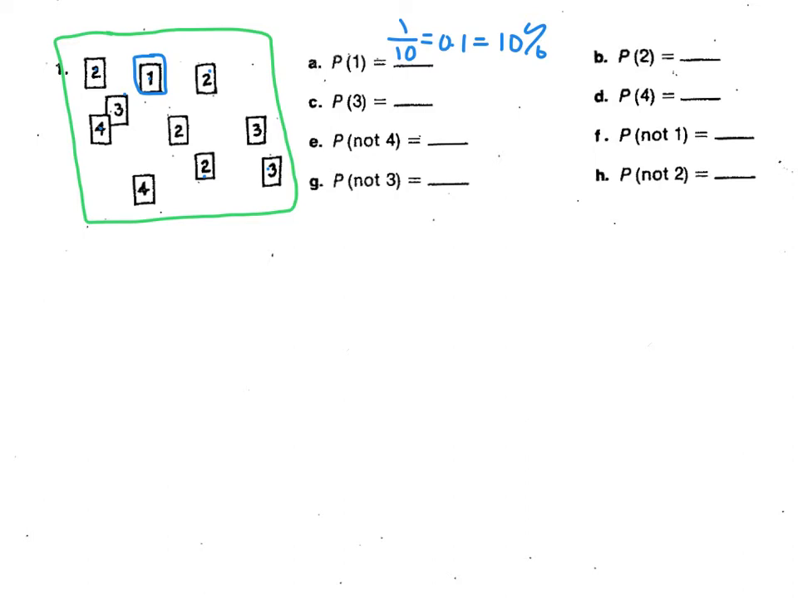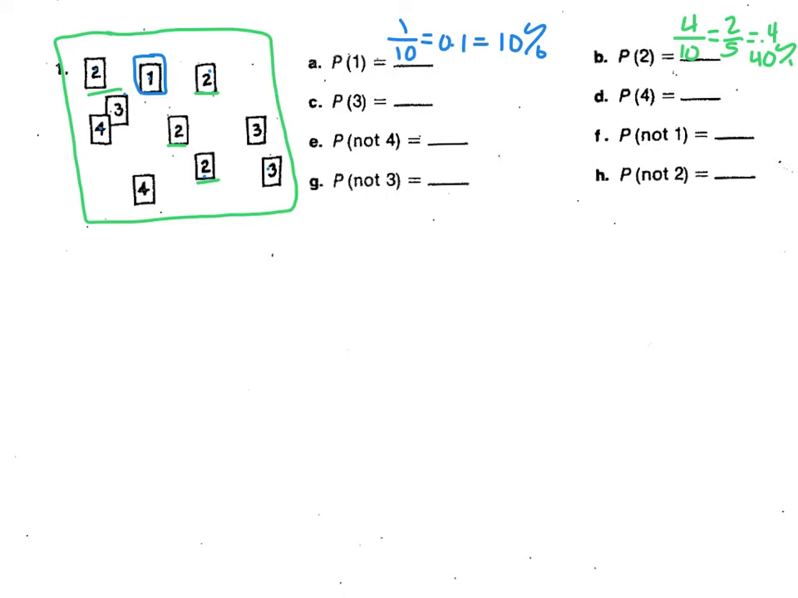All right, so if we take a look at letter B, what's the probability of getting a 2? Well, if you look in the sample, there is 1, 2, 3, 4 2s in the deck. So there are 4 chances of getting a 2 out of 10 total cards. This does simplify to 2/5. And if you divide that, it's 0.4, which is the same as 40%.